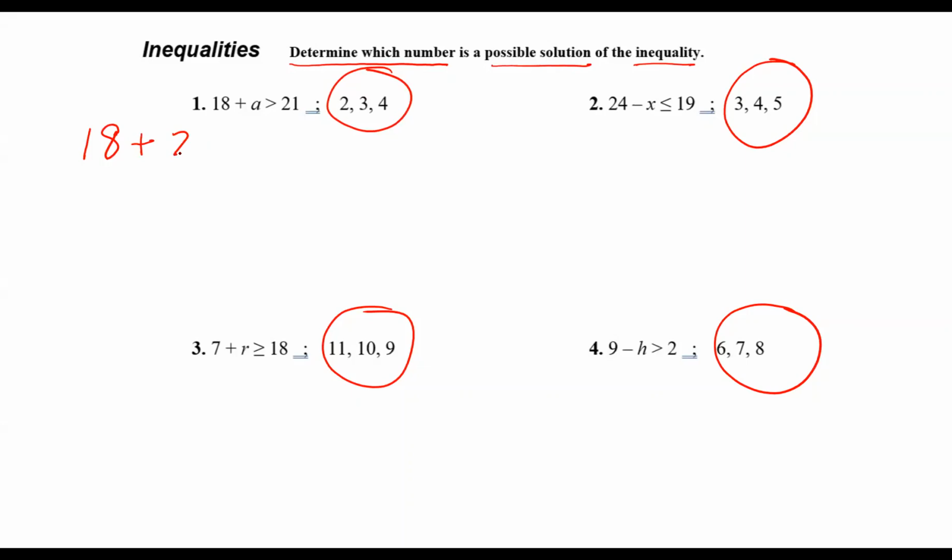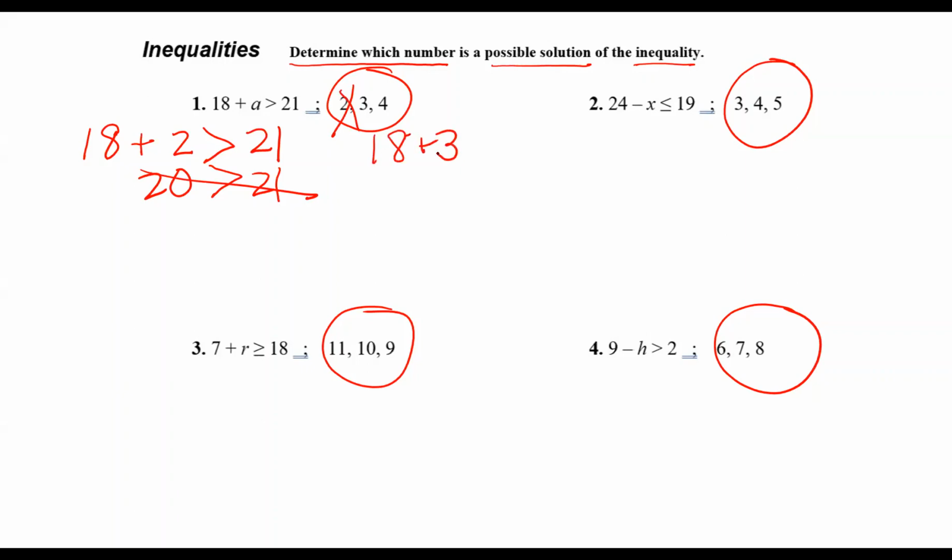So 18 plus 2 is greater than 21. Well, we know that 18 plus 2 is 20, and it's not greater than 21. So that is not a true statement at all. That's wrong. That's not going to work. So 2 does not work, so I can cross that off. Now we can try 3.